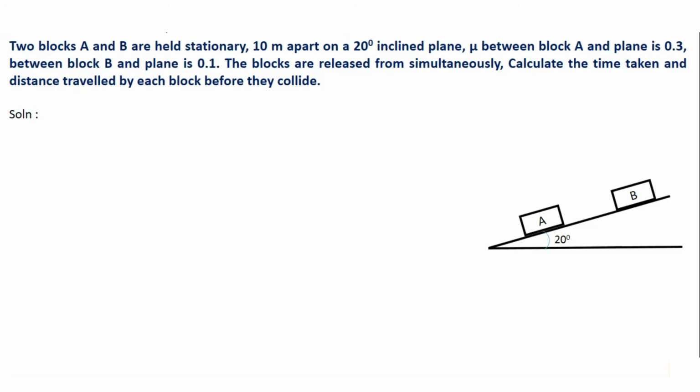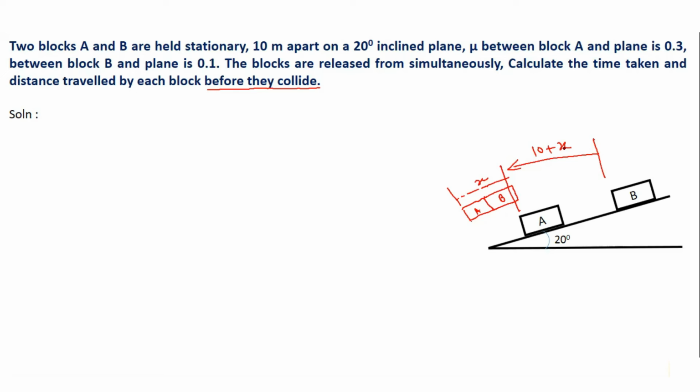Now in the question, it is asked what is the time and the distance traveled by each block before they collide. So let us assume that blocks A and B collide each other at a distance of x from this point. That means if A is traveling a distance of x, B will travel a distance of 10 plus x, because it is given that the distance between A and B is 10 meters.